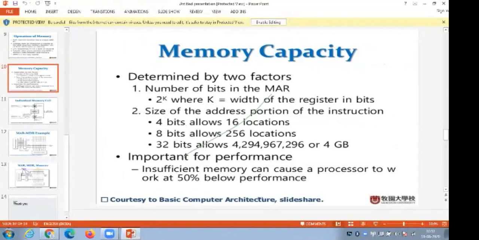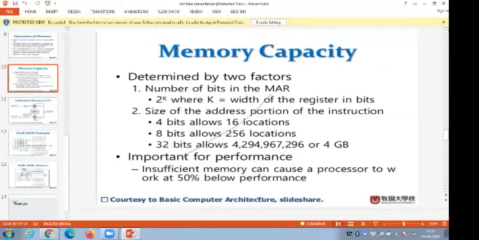So now, coming to the capacity of a memory. Memory capacity is determined by two factors. The first is the number of bits in a MAR. MAR means the memory address register. What is meant by a bit here? You need to know what a bit is. A bit is a unit of memory, which is a binary digit. The unit of memory is a binary digit.